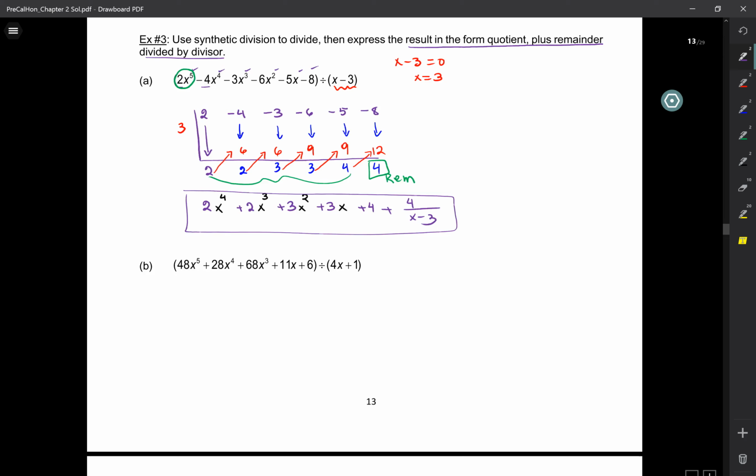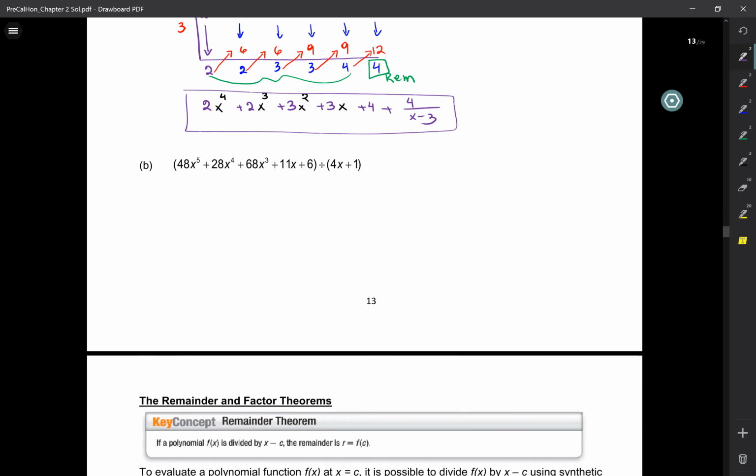Now, what happens if you have a term missing? Like in this case, for example, we have x to the 5, 4, 3. The 2 is missing. Then I have a 1 and a 0. Well, same, we're going to have to put a placeholder for that. So my coefficients are going to have a placeholder. Similarly, this sort of tackles two principles at once.